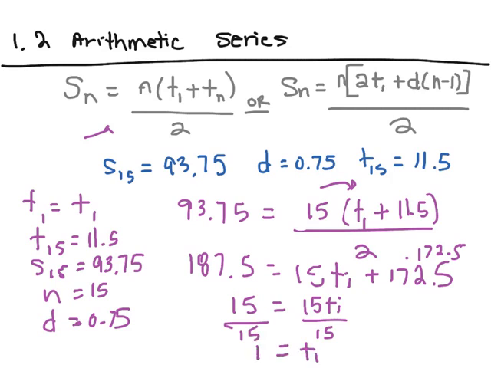Now that we know our first term, we need to find our second term and our third term. So the first one is 1. For term 2, you have to add 0.75, so 1.75. And for term 3, we add 0.75 to 1.75, and you get 2.5. So these are the first 3 terms in the series.